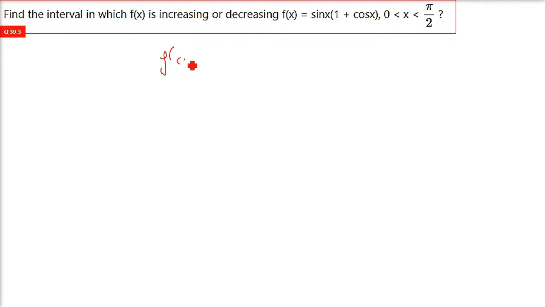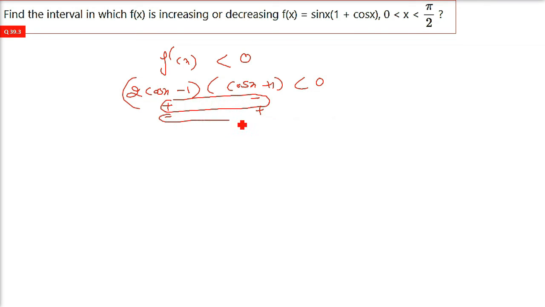Now let us come to the second part, which is f dash x should be less than 0. Same thing, 2 cos x minus 1 and cos x plus 1 should be less than 0. So in less than 0, one can be positive, one can be negative, and vice versa. You can take one as positive, one as negative, or otherwise, because the answer is going to come the same, because the interval we have to find out. So I'm taking the second case. So 2 cos x minus 1 should be less than 0 and cos x plus 1 should be greater than 0.